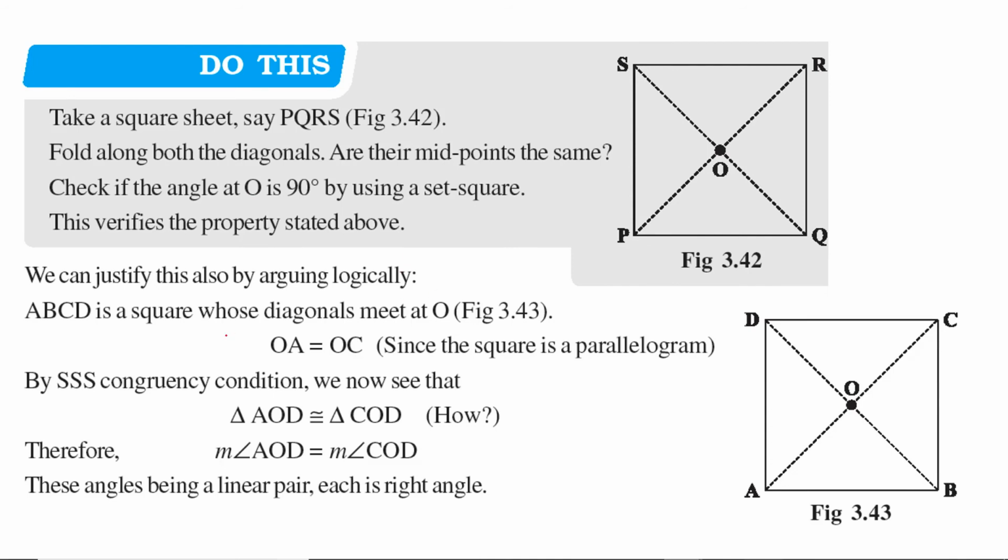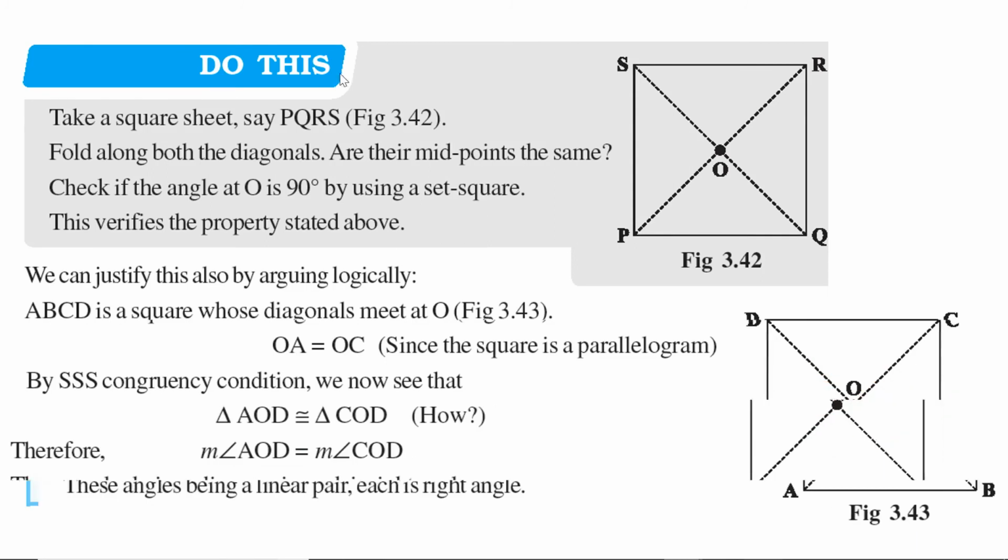So how can we justify this? We can justify it like this. This is ABCD, a square whose diagonals meet at O. AO is equal to OC because a square is again a parallelogram, so the diagonals bisect each other. By side congruency for these two triangles, AOD and COD, because this is equal to this, and these sides are of course equal. Now angle AOD has to be equal to angle COD, right? This one and this one, so they are 90 degrees.